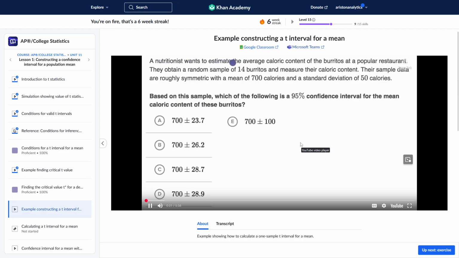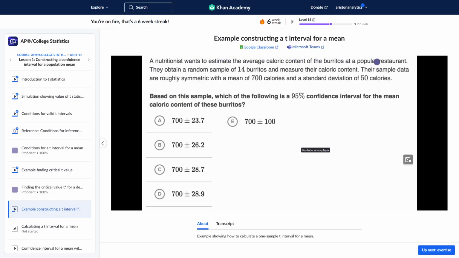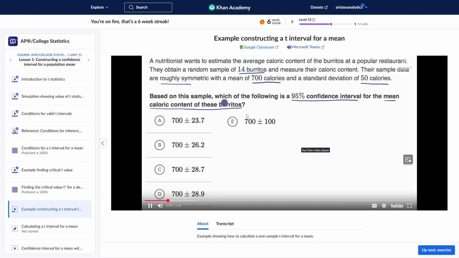A nutritionist wants to estimate the average caloric content of the burritos at a popular restaurant. They obtain a random sample of 14 burritos and measure their caloric content. Their sample data are roughly symmetric with a mean of 700 calories and a standard deviation of 50 calories. Based on this sample, which of the following is a 95% confidence interval for the mean caloric content of these burritos? So pause this video and see if you can figure it out.